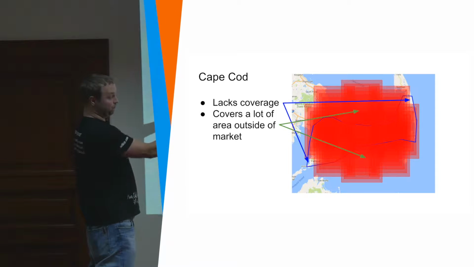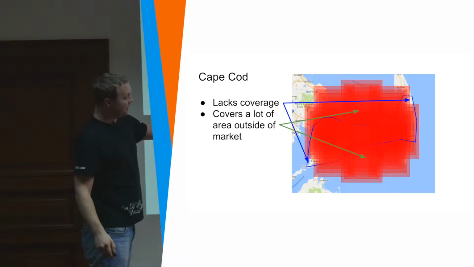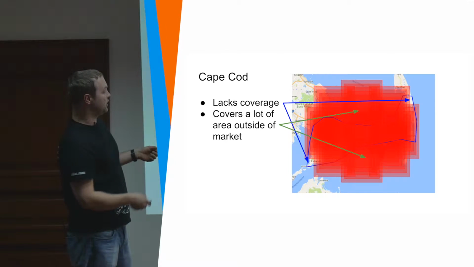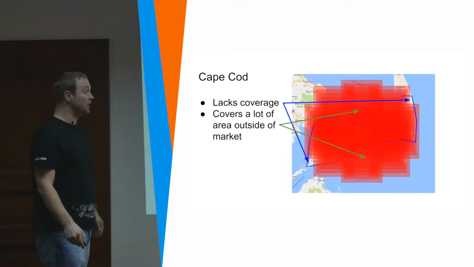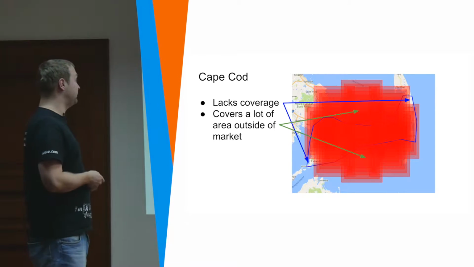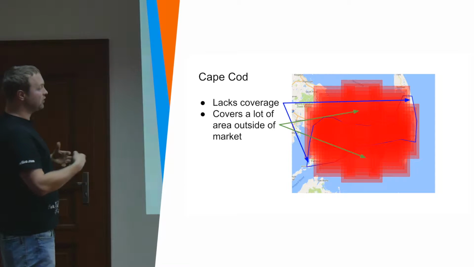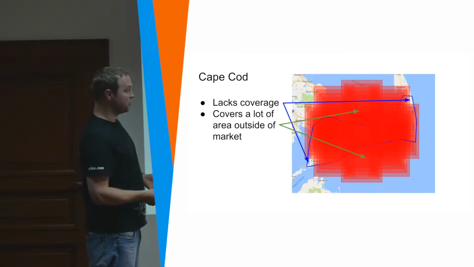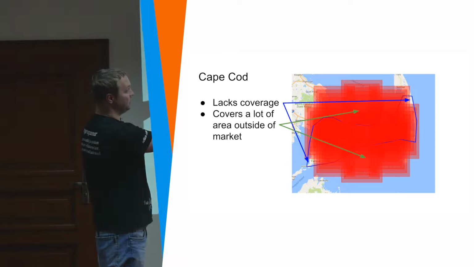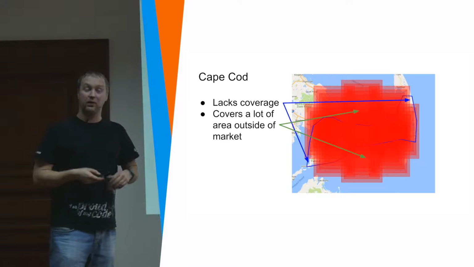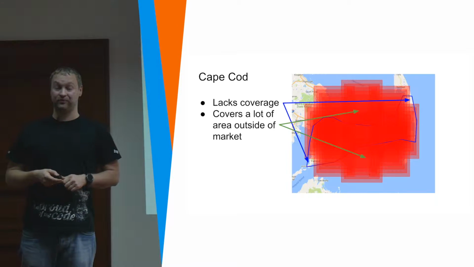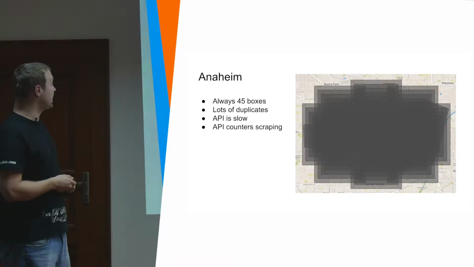It lacks coverage, right? Those extreme cases of the top right-hand corner part and the bottom left-hand corner part are not covered at all by bounding boxes, so we'll not get results for them. And that's bad. It also covers a lot of area outside of the actual market boundaries. There's a lot of ocean covered here and here. So if it was not ocean, we'd get many unusable or unneeded results.